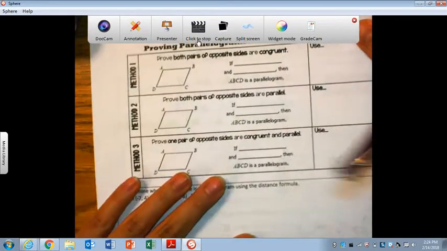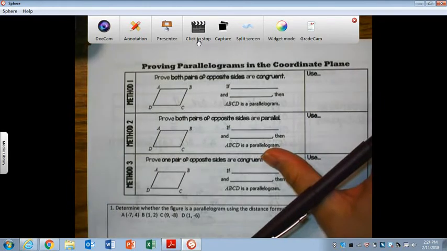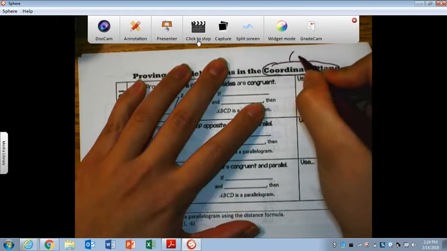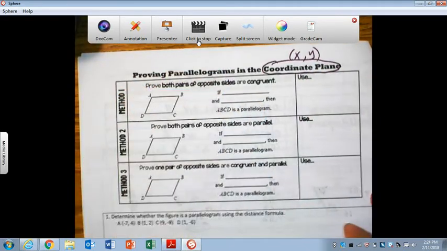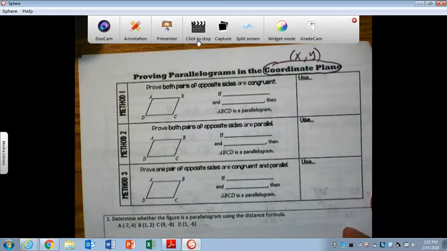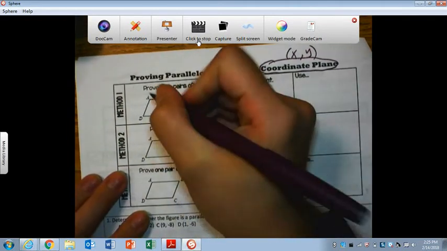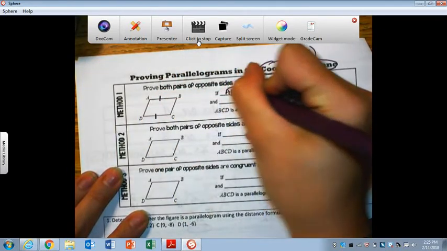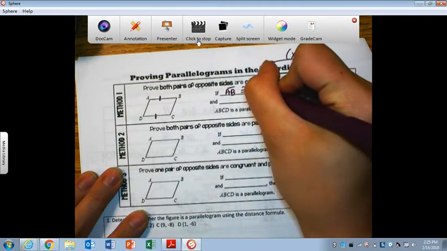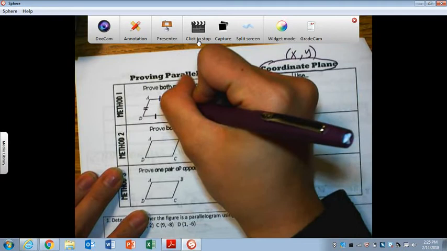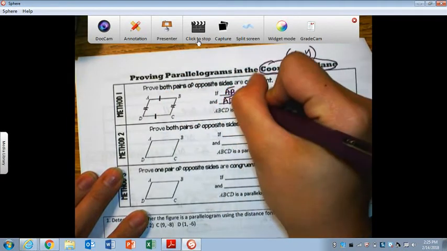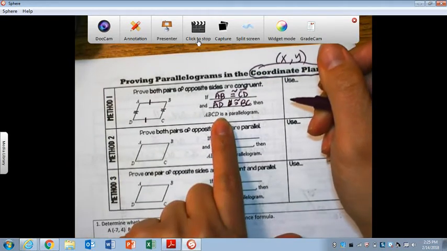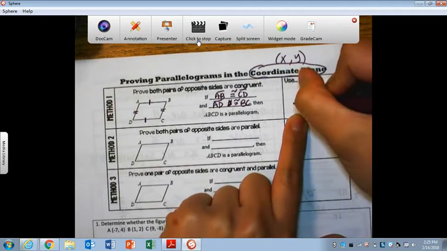So right here, proving parallelograms in the coordinate plane. So coordinate plane, you know you're going to be dealing with coordinates, right? Alright, so here's one method. Both pairs of opposite sides are congruent. So you're proving that this side is congruent to that side. AB is congruent to CD. And then you're proving that this side is congruent to that side. AD is congruent to BC. Then ABCD is a parallelogram, so you're going to use the distance formula.